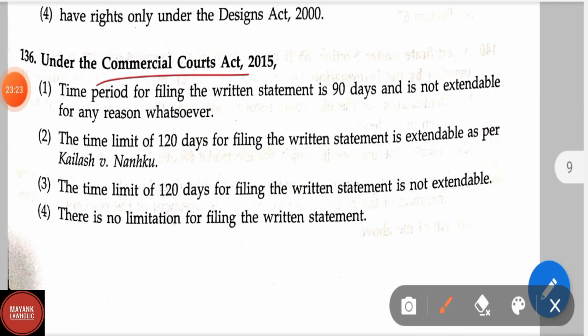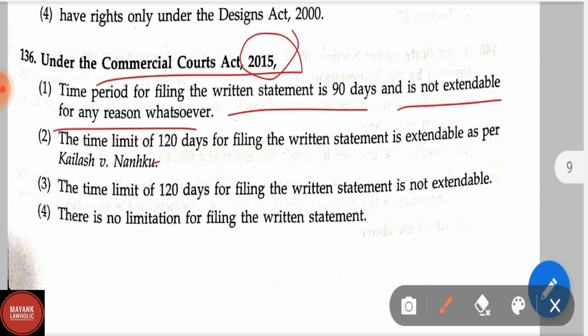Under the Commercial Courts Act 2015, options: the time period for filing the written statement is 90 days and is not extendable for any reason whatsoever.